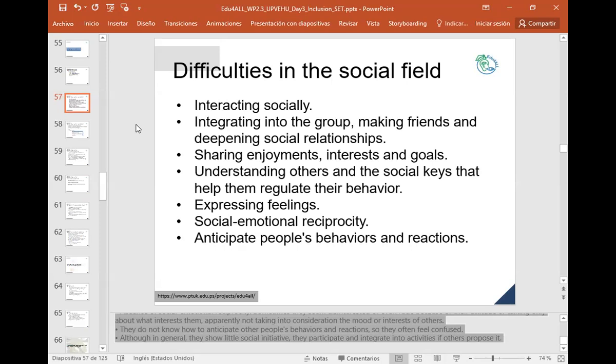Sometimes they seem disinterested or even rude because of their attitude or talking only about what interests them, apparently not taking into consideration the mood or interests of others. They do not know how to anticipate other people's behaviors and reactions, so they often feel confused. Although in general they show little social initiative, they participate and integrate into activities if others propose it.